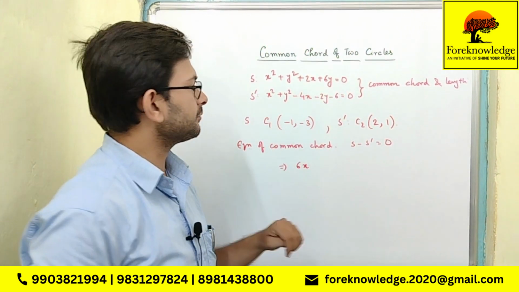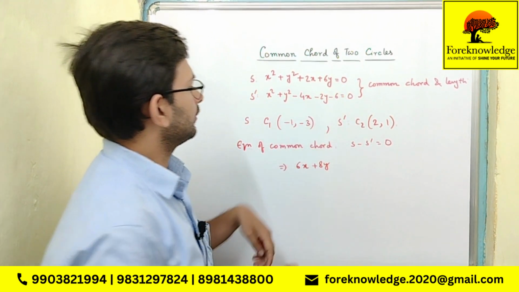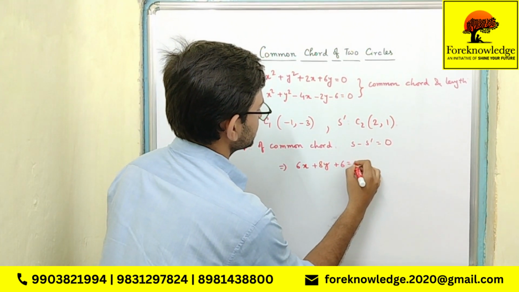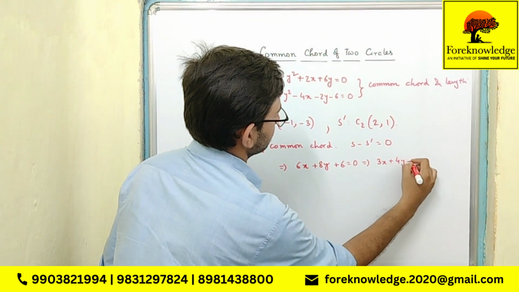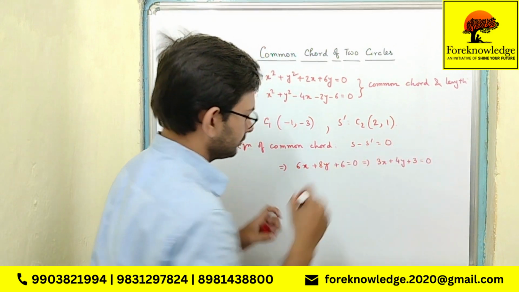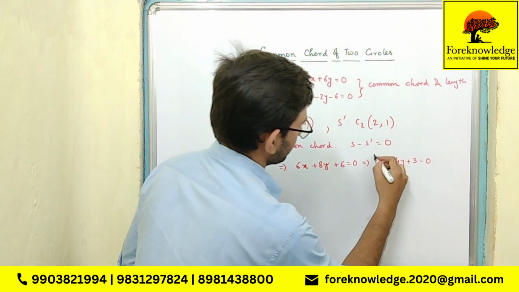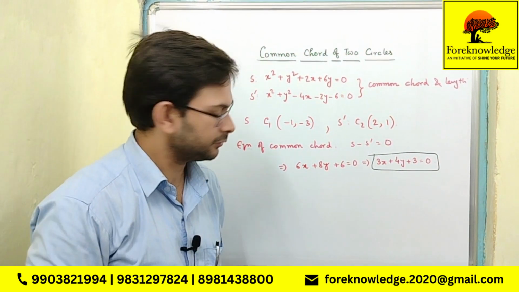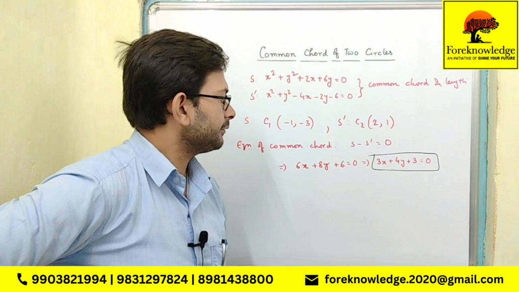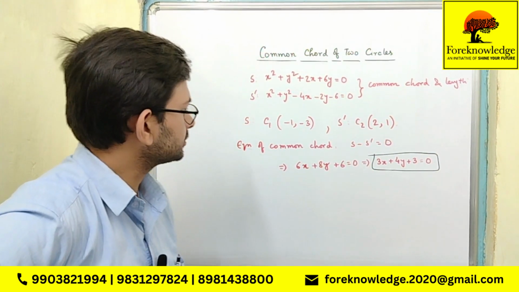6y minus of minus 2y, that means plus 2y, so 8y. Minus of minus 6, that means plus 6 equal to 0. So this is 3x plus 4y plus 3 equal to 0. This is the equation for the common chord. Fine. 3x plus 4y plus 3 equal to 0.